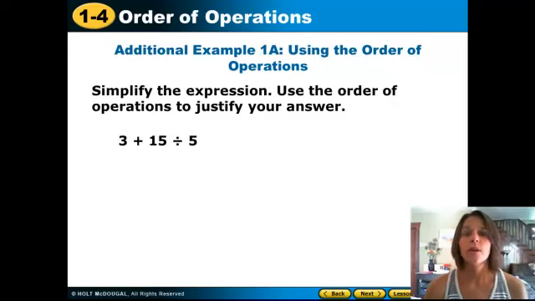We're going to refer to that as PEMDAS, or please excuse my dear Aunt Sally. We'll talk about that in class. Let's go ahead and look at some examples.